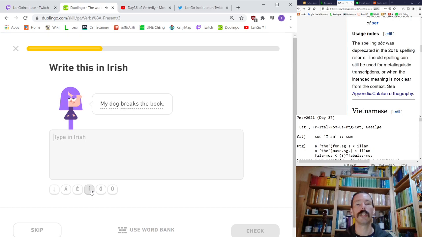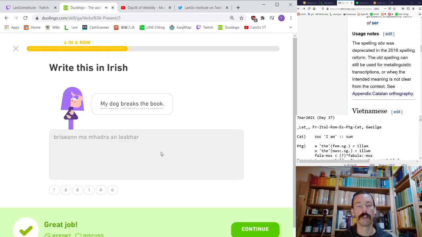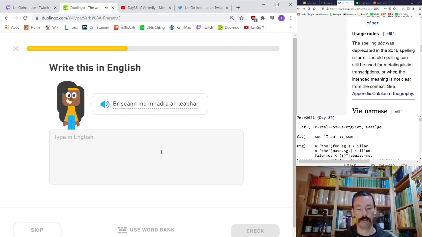My dog breaks the book. With the verb first, briseann. Then the subject, mo mhadra. Because of that mo showing my, we mutate the M. The book is the object. An leabhar comes last. Briseann mo mhadra an leabhar. Sentence. Briseann. Okay, and it's the slender R, so it's trilled. Briseann mo mhadra an leabhar. My dog breaks the book.